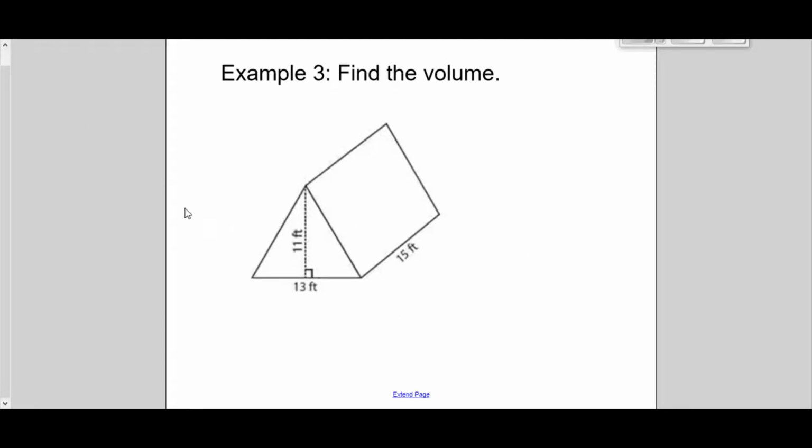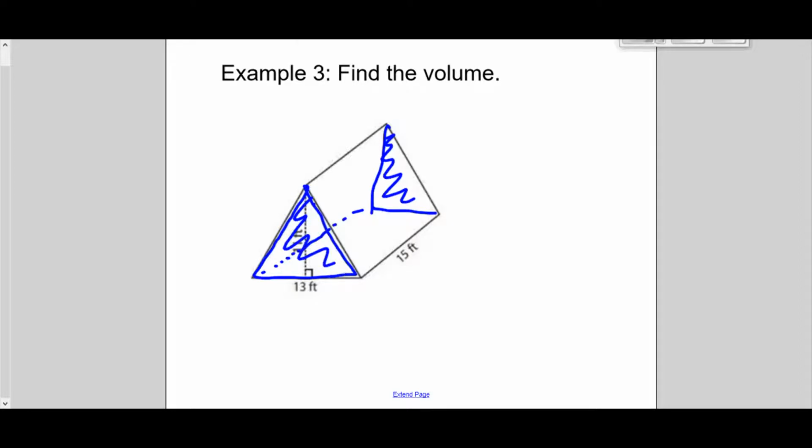The next example, this one could be a little tricky. Remember we talked about it when we went over the vocabulary. This is a triangular prism. So here's your triangle. Remember, there would be another triangle on the other side like this. And we would have this dotted line along here, which you can't see. So this and this is your base.